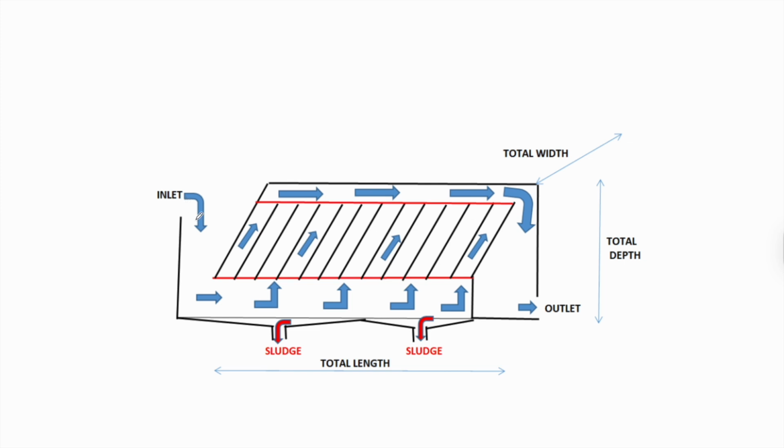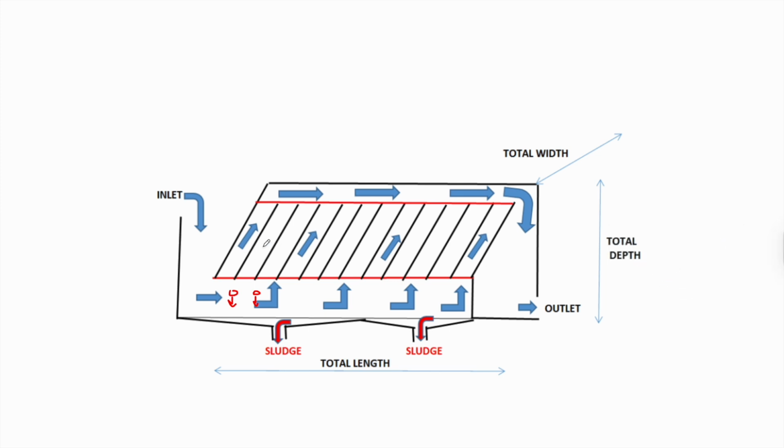The water enters and flows to the bottom of the tank. Some particles will start to settle down directly. So these are the heavy particles, let's say. And while the water is flowing naturally up, as you know, we are filling a tank, so normally the water will start going up through the tube settlers.